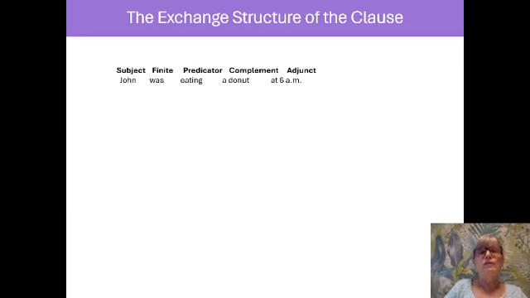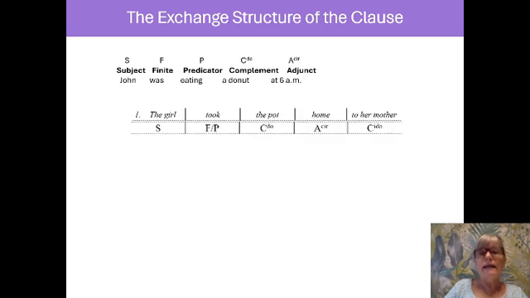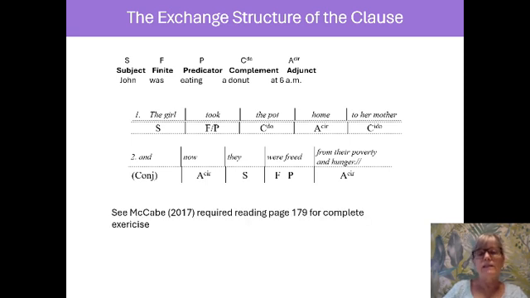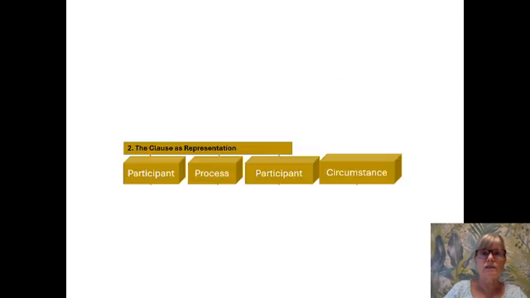So now you can analyze a whole clause for the exchange structure. And again, you have some examples here where we have circumstantial adjuncts, direct object complements, indirect object complements, etc. And of course, it's just a conjunction. So again, that's in the required reading for the complete exercise if you're interested.